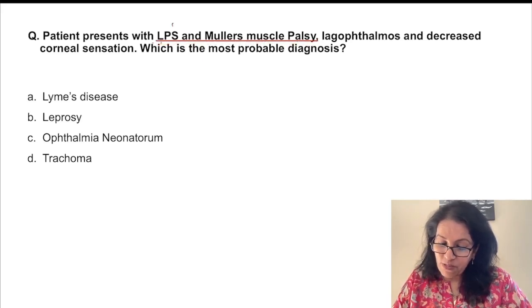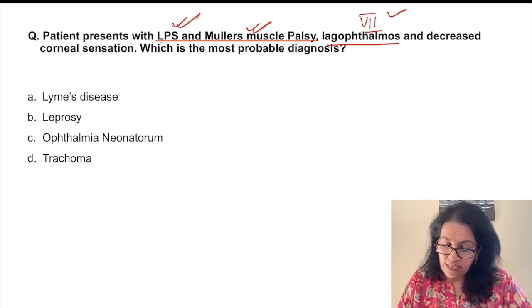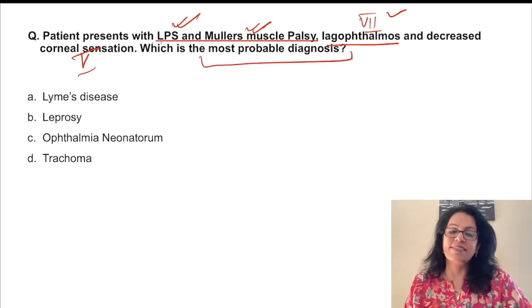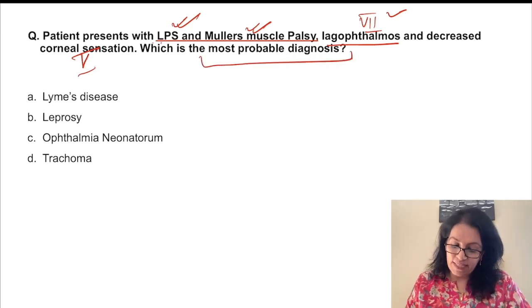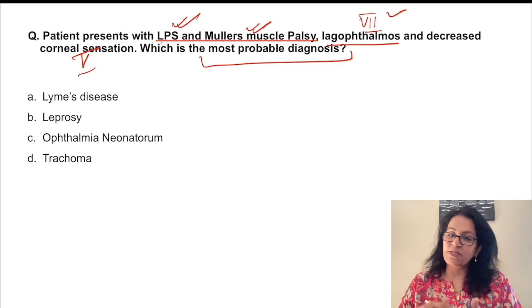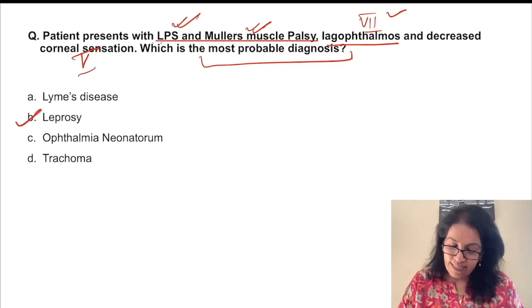So LPS means third nerve palsy. Muller's is sympathetic. Lagophthalmos is seventh nerve. Decreased corneal sensation is fifth nerve. What is the most probable diagnosis? So what will you answer? If I look at the options, post-trachoma, ophthalmia neonatorum, a different story altogether. So our answer is leprosy.